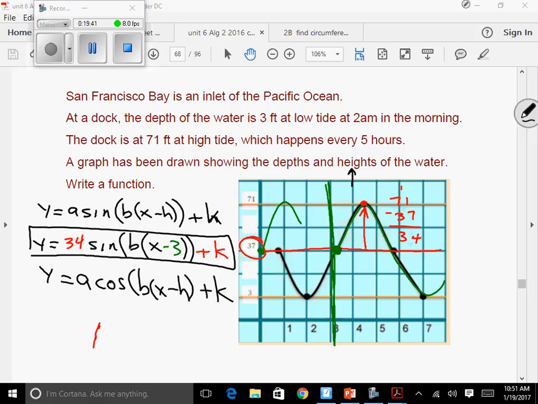All right, here it comes. The cosine. Cosine, everything is the same. The 34 is still there. The plus K, isn't it plus? The K is still 34.